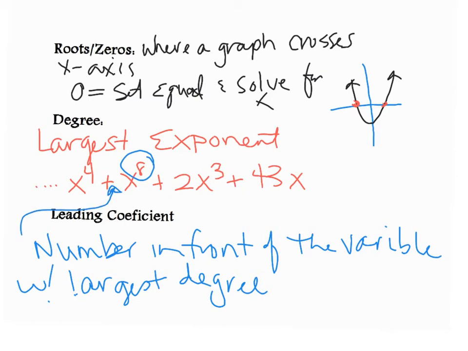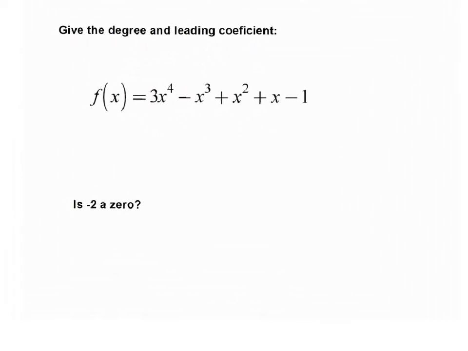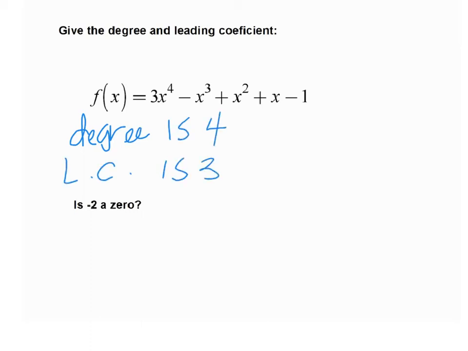Okay, so these are just definitions you should have in your notes, something similar to them. You could Google them and probably come up with a better definition. So here's an example. Give the degree and leading coefficient. Your homework will ask for this. The degree on this one is 4, and the leading coefficient is 3. Okay, so 4 is the degree, it's the biggest, and then this number 3 is in front of it.